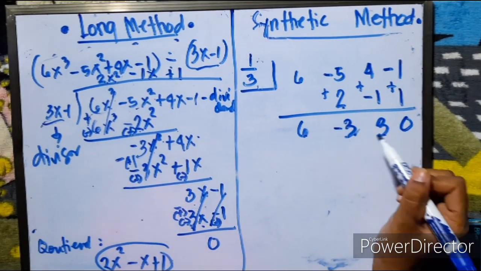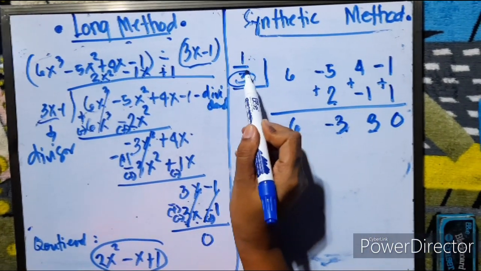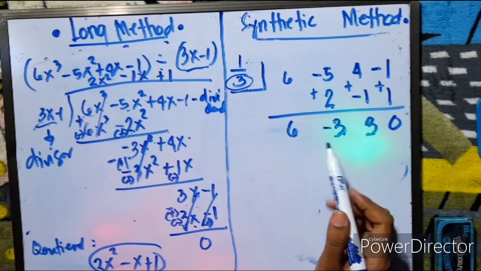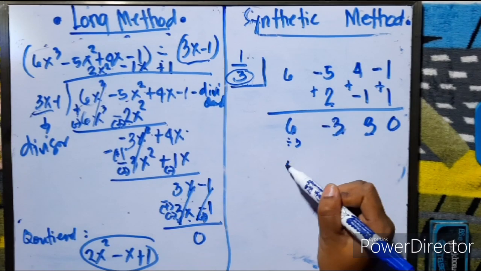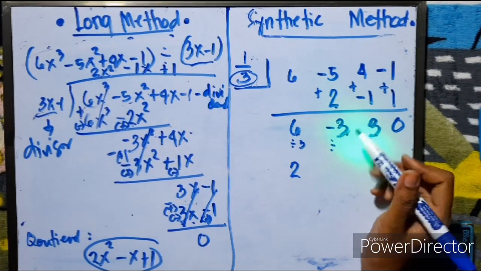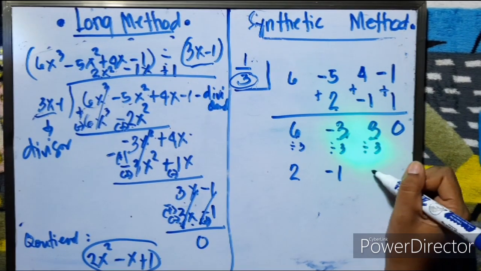Okay, this is not our final answer because we still have our denominator, which is 3. So all of our answer here, we will divide by 3. 6 divided by 3 is 2. Negative 3 divided by 3, that is negative 1. Positive 3 divided by 3, that is positive 1.